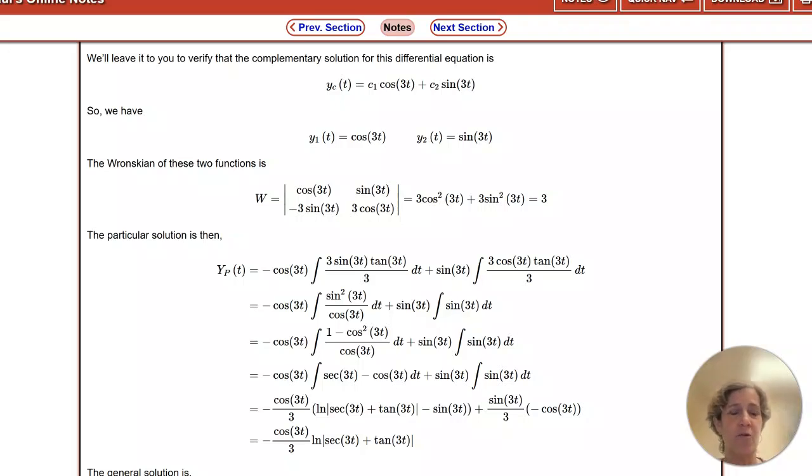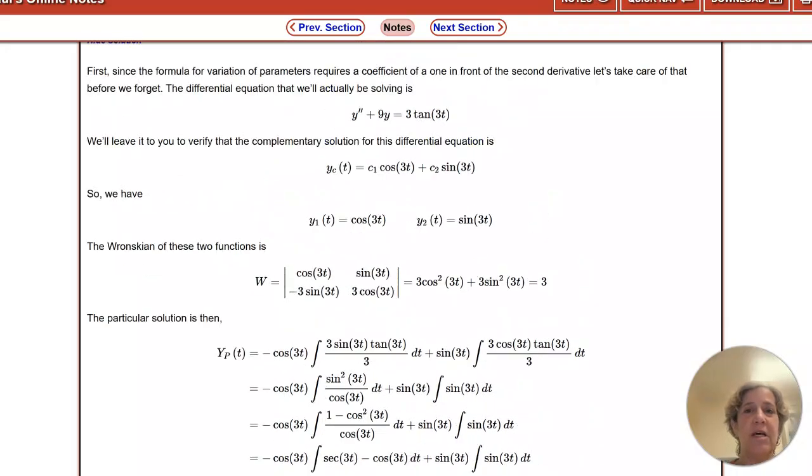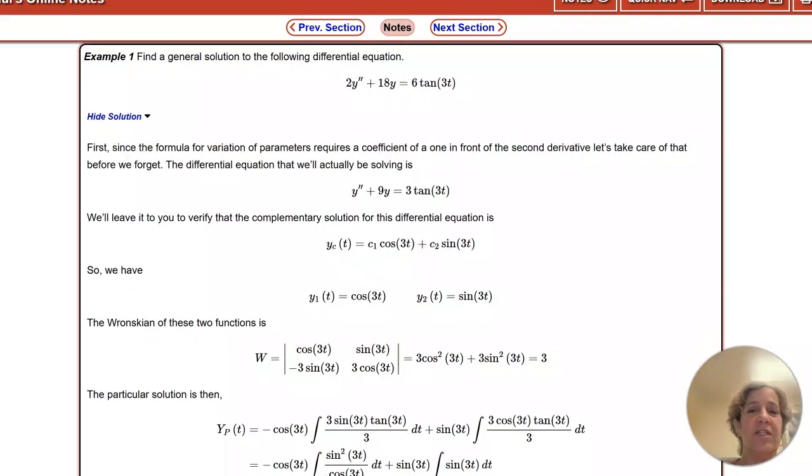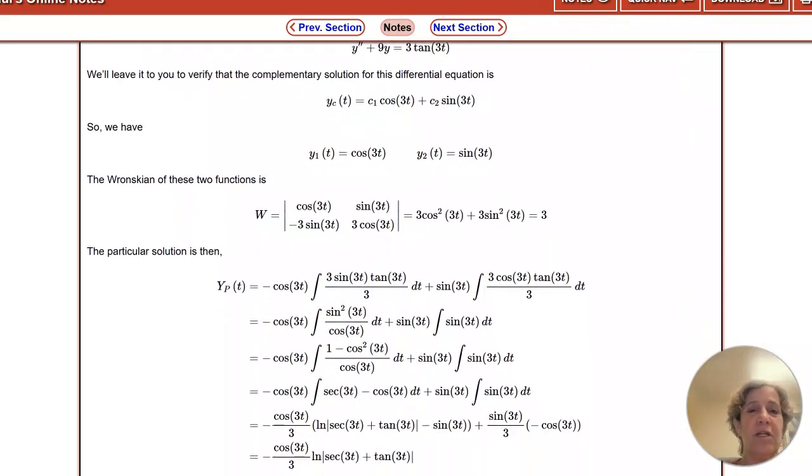So now we're just plugging it into the formula. That particular solution is the opposite of y1 times the integral of y2, which is sine of 3t, times g of t, which is 3 times the tangent of 3t. That 3 in the front is because g of t is 3 times the tangent of 3t; they just moved the 3 to the front. So y2 sine of 3t, g of t is 3 times the tangent of 3t over the Wronskian, which we computed to be 3. And then plus y2, which is the sine of 3t, times the integral of y1, which is cosine of 3t, times g of t over the Wronskian.